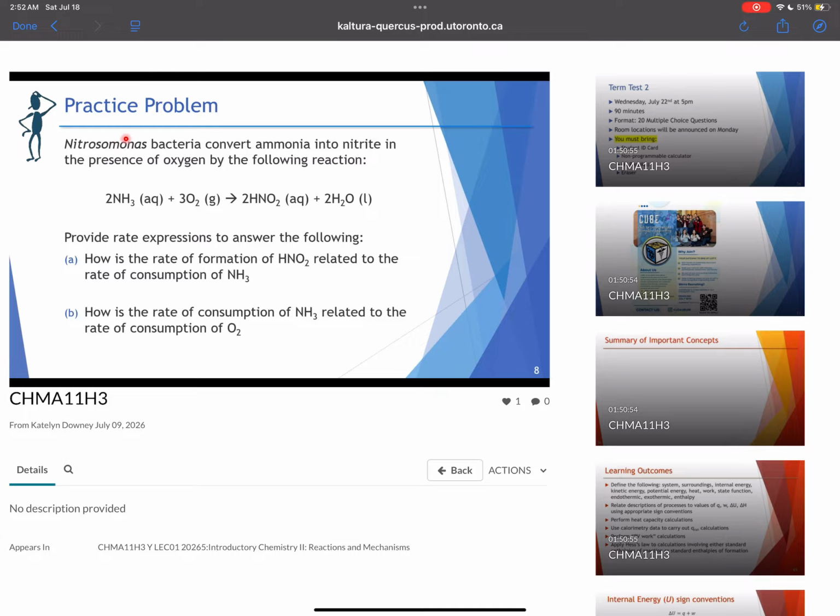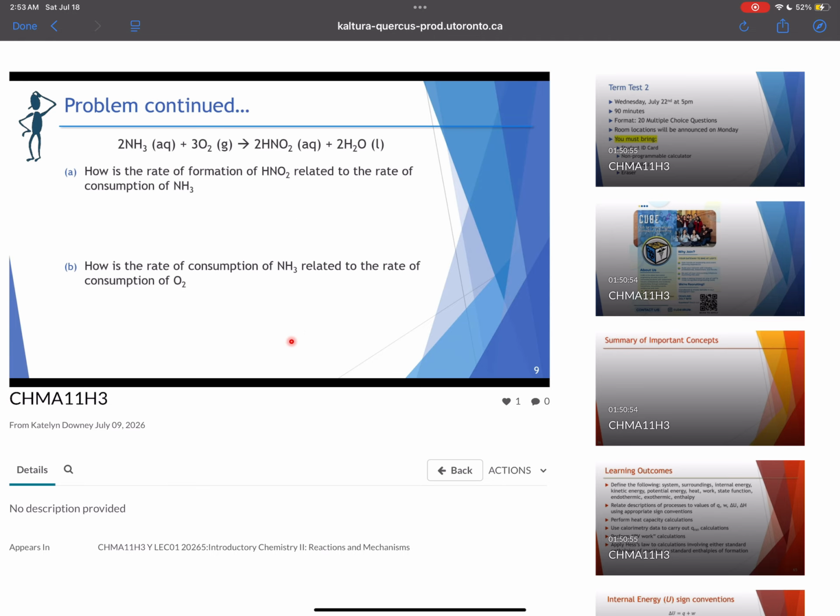This question says, the Nitrosomonas bacteria convert ammonia, that's NH3 here, into nitrite, which is HNO2, in the presence of oxygen according to this reaction. So it's asking us to write the rate expressions to answer the following. How is the rate of formation of HNO2 related to the rate of consumption of NH3? And how is the rate of consumption of NH3 related to the rate of consumption of O2? In that previous example, we saw that the rate of HI production was 2 times as fast as the rate of H2 consumption. So this is really asking us the same thing. And this one I think I will just go through right away.